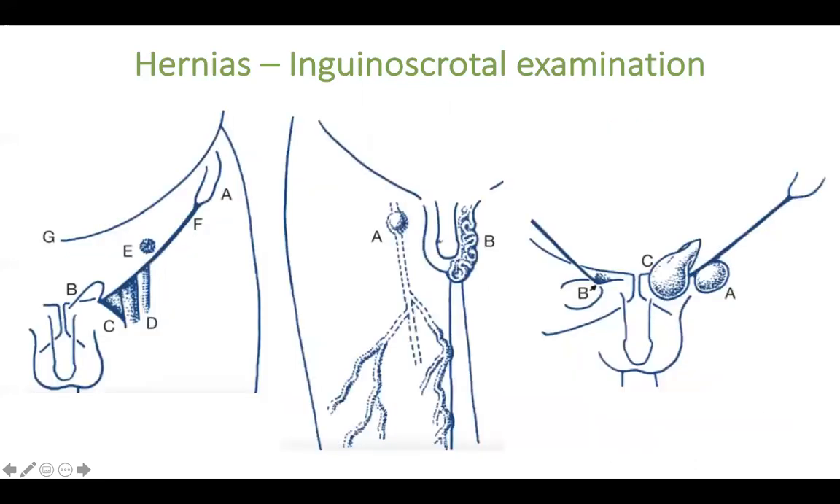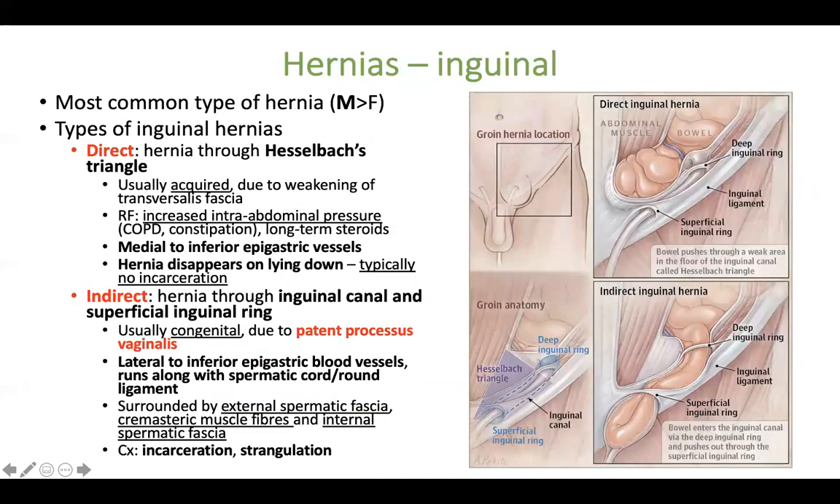So, I've covered this. I don't think there's too much to know about this. Mainly the fact that direct goes through Hesselbach's triangle, so that's medial to your inferior epigastric vessels. Indirect goes through the inguinal canal and out through the superficial inguinal ring. And that's usually because of a patent processus vaginalis.